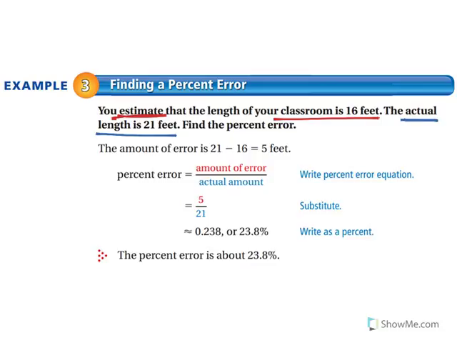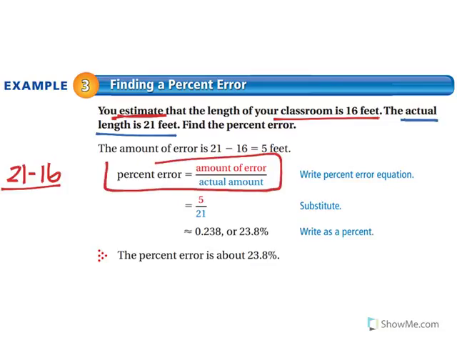So what we're going to do is take the actual amount, since it's greater, 21, minus the estimate since it was the smaller amount, and we get 21 minus 16. We're going to divide that by the actual amount. Remember, we're using this formula right here. The actual amount is 21, so it becomes 21 minus 16, which is 5, over 21.